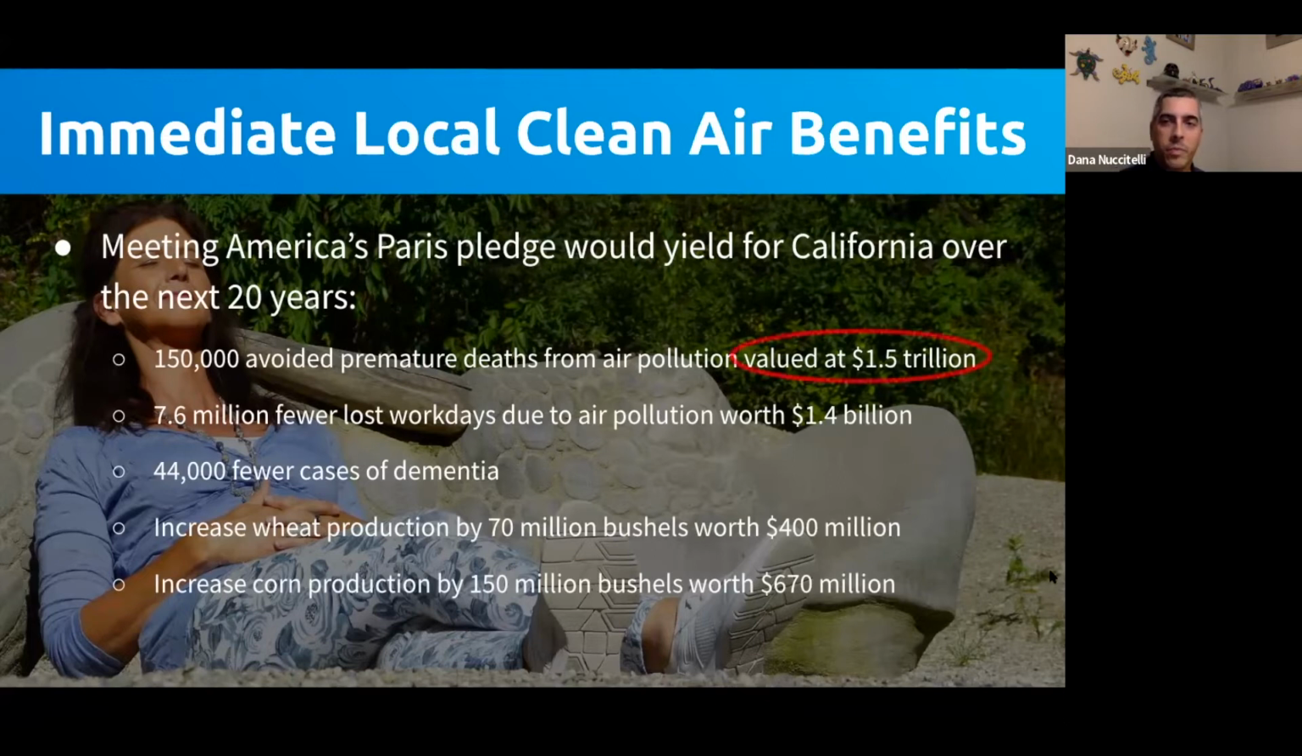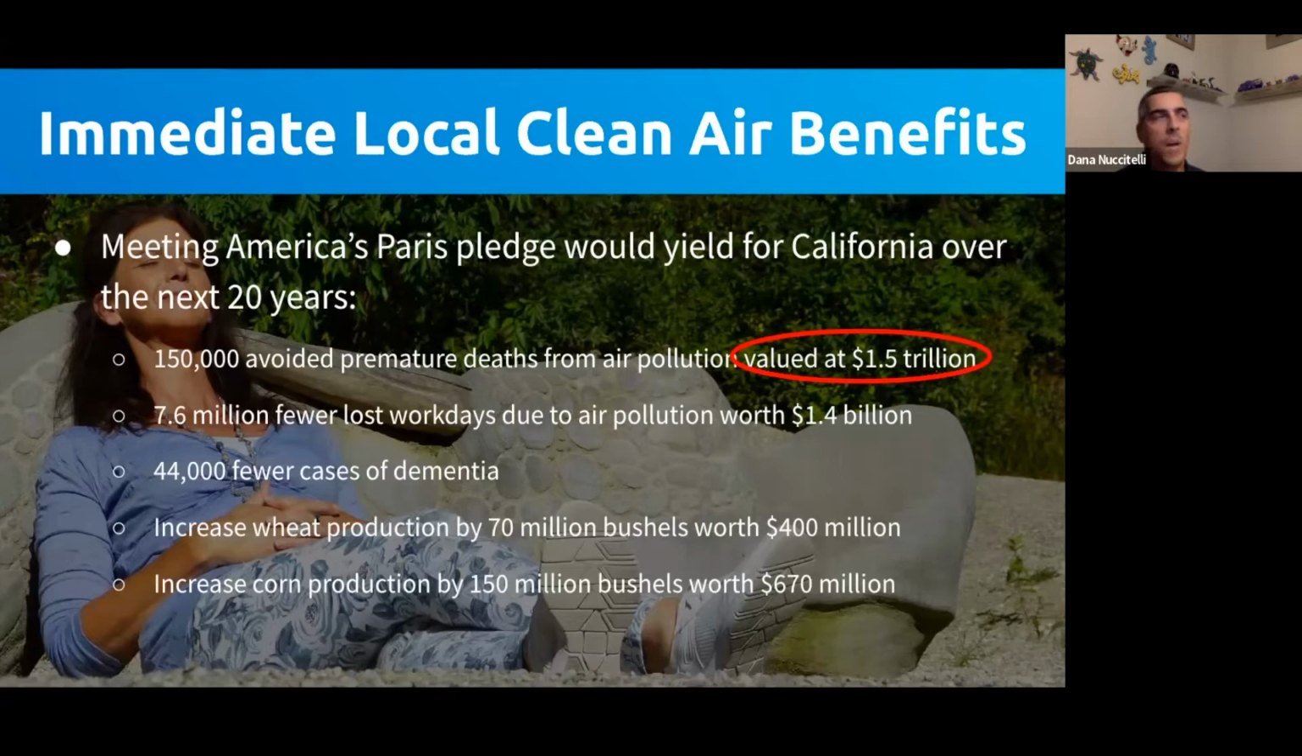So the way I'm careful about this is I say these are the avoided premature deaths, and they are valued at $1.5 trillion by Californians, extending their lives and avoiding these premature deaths. So it's not the same as saying the lost work days are worth $1.4 billion and the increased wheat production is worth $400 million, but the avoided premature deaths are valued at $1.5 trillion. It's important to be careful about that.